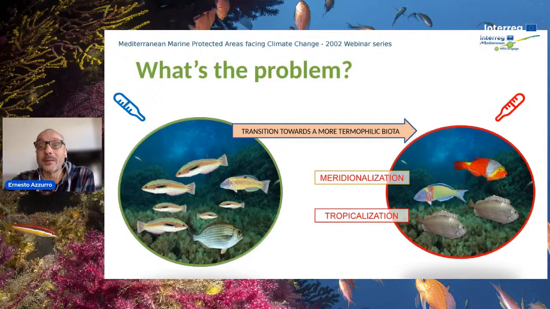But the problem is that things can be particularly complicated in marine ecosystems due to the difficulties of surveying such large areas with, as you know, limited financial resources. So this was the background that stimulated us to conceive a strategy for effective monitoring in the Mediterranean region.